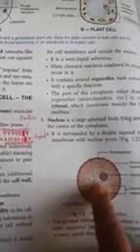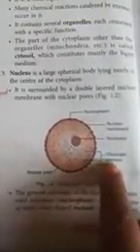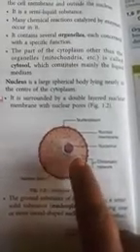The nucleus contains nucleoplasm, that is the semi-solid substance inside the nucleus. Here the picture of the nucleus is given. In the nucleus, there is a semi-solid substance, that is the nucleoplasm. Nucleoplasm contains fine thread-like structure inside the nucleus, that is known as chromatin fiber. Here the chromatin network or chromatin fiber is marked. At the time of cell division, this chromatin fiber becomes thick and condensed. Then it is known as chromosomes.